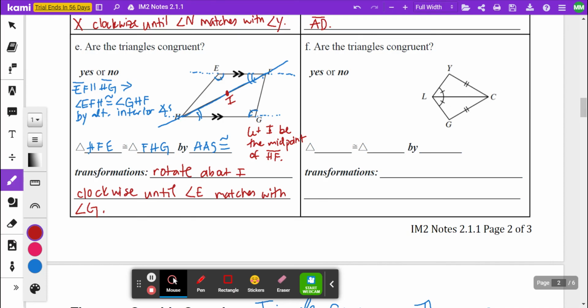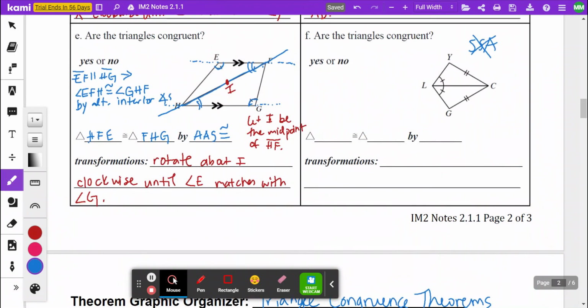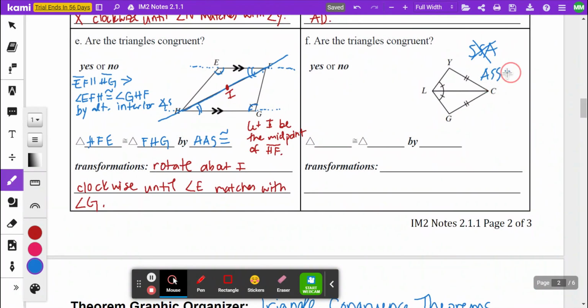Last problem. Are the triangles congruent? Yes or no? Let's think about it. I see that we have two sides and an angle, and the sides are in sequence, and then the angle comes next. So we have SSA. And it is tempting to say that this works, but it does not. Pardon me. ASS is not a congruence statement. This is a no. And let me show you an example as to why.